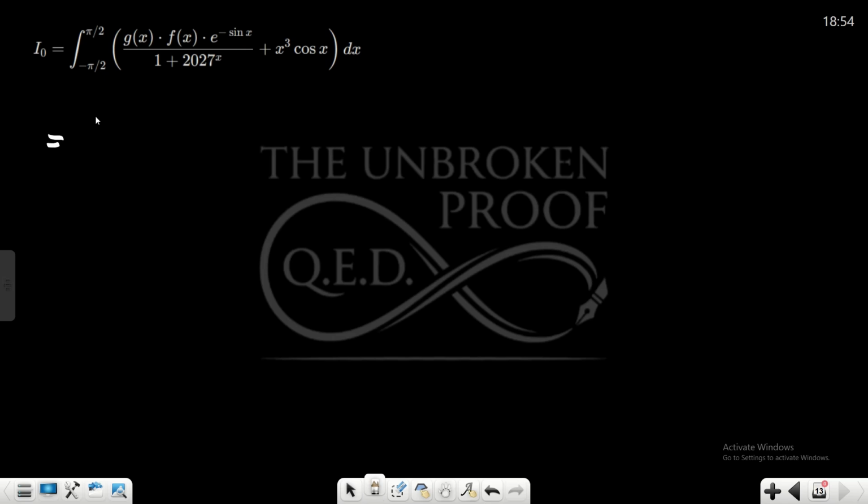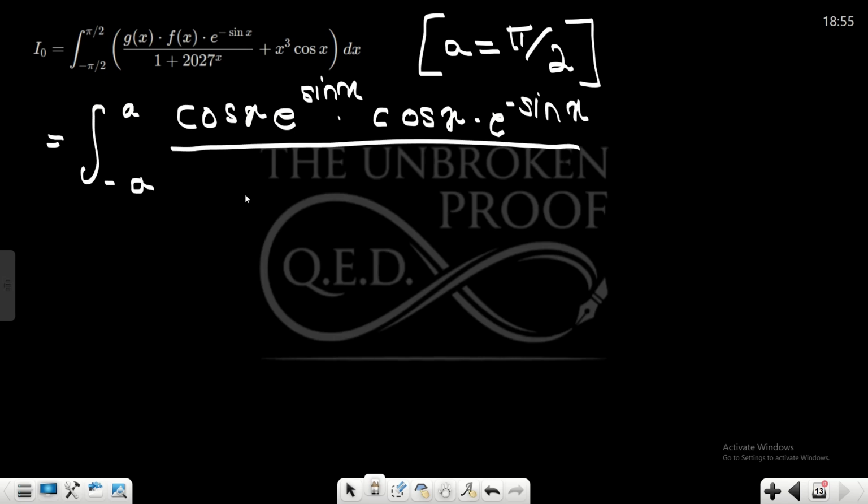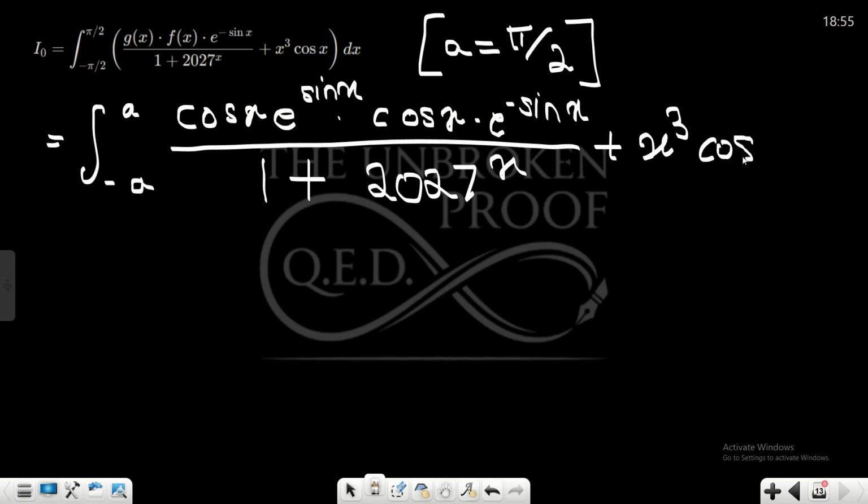So if I substitute over here, then you will get the integral from minus a to plus a, and let me keep a as pi by 2, of g of x, which is cos x e power sin x, and f of x is again cos x, and there is already an e power minus sin x as well, e power minus sin x by 1 plus 27 power x, plus x cube cos x dx.